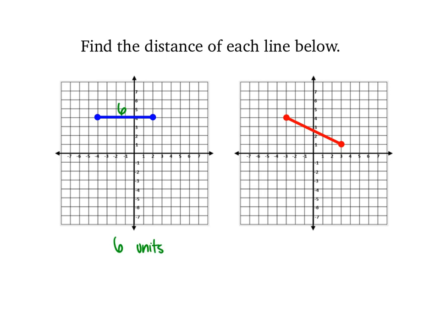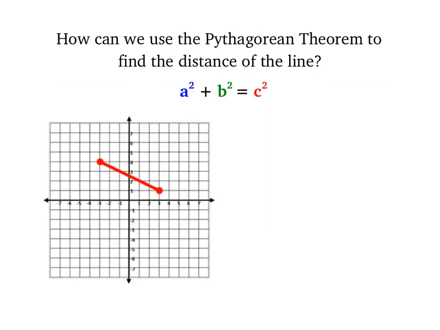But for the one on the right, it's trickier because it's not a horizontal or vertical distance anymore, so we can't just count them. For example, from here to here, what would we call that? It's not 1 since it's on a diagonal. So for now, this would just have to be a question mark. In this video, we'll learn how to calculate the distance between 2 points that are on a diagonal such as this using the Pythagorean theorem.